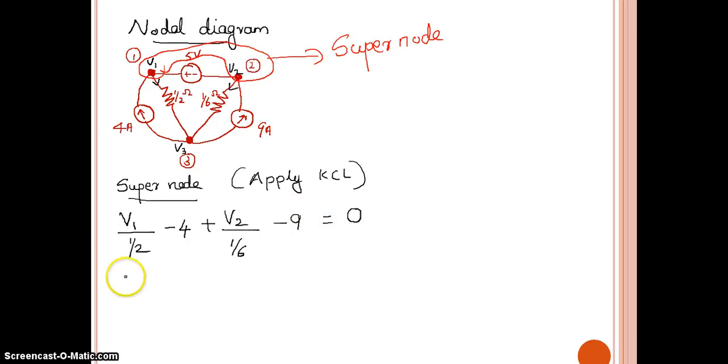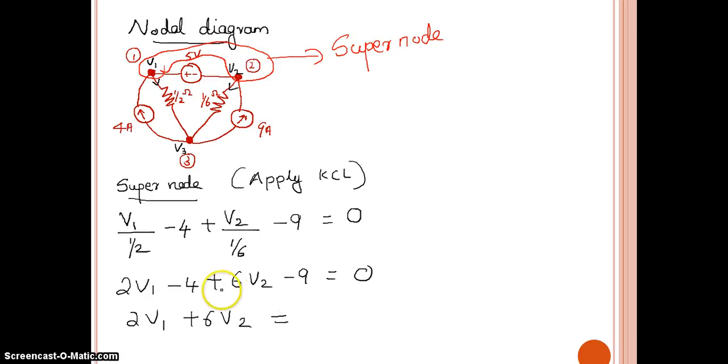Now readjusting the equation, I can write it as this 2 will go up. So 2V1 minus 4 plus 6 will go up, 6V2 minus 9 should be equal to 0. Take the constant term to the right side. You will be getting 2V1 plus 6V2 should be equal to 9 plus 4 is 13. So this is taken as equation number 1.